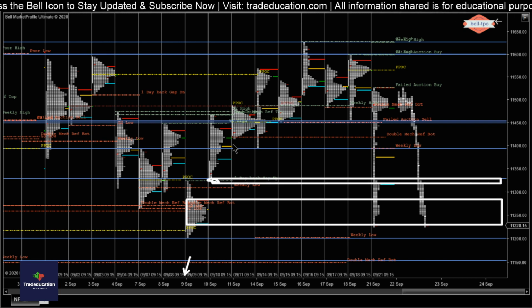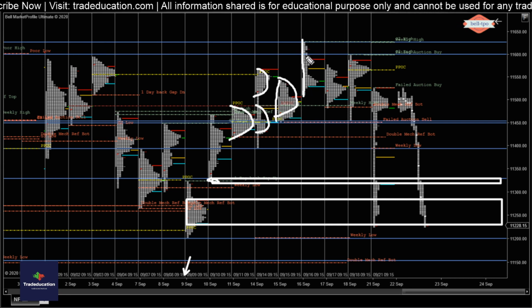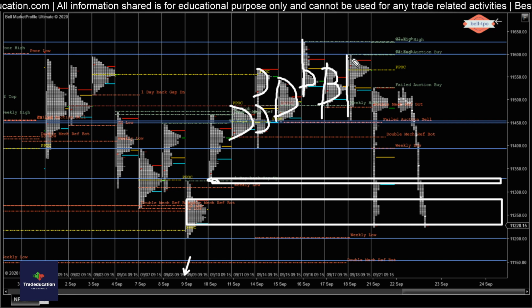Okay, then after the gap up, we had a balance. Then we had a sort of an imbalance or a double distribution. Then we had one more balance. Then we had a look above the balance and fail. Then we had a sort of a double distribution. Then the balance value area formed higher, and then yesterday is where the auction started.